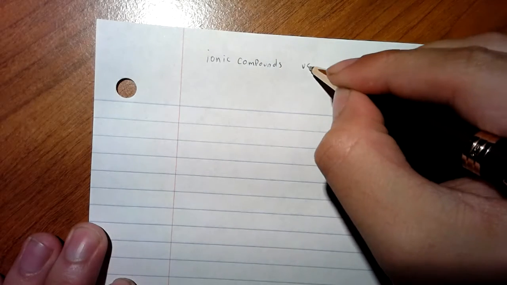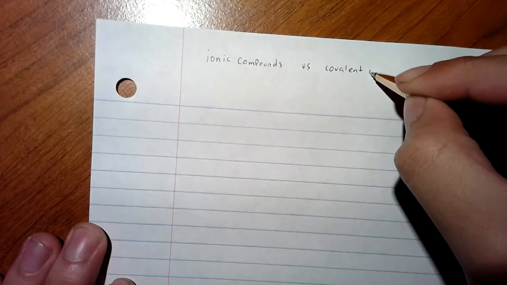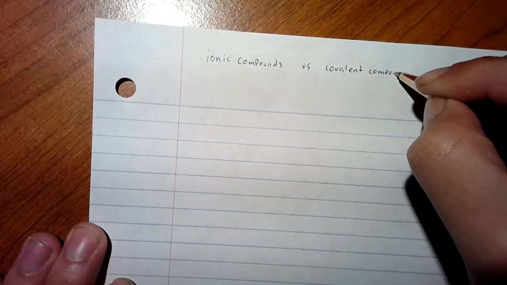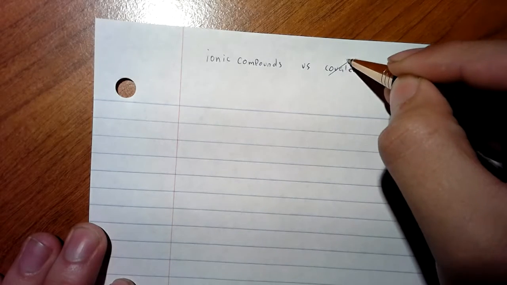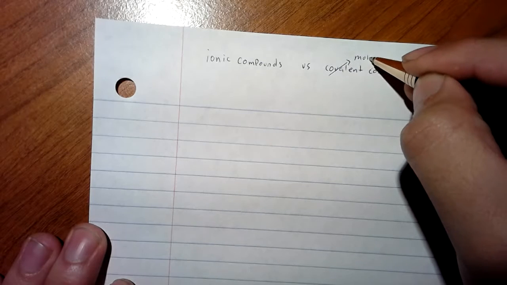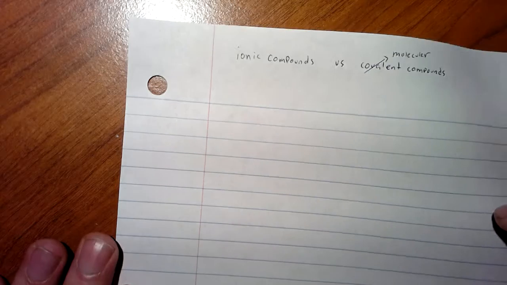compounds versus covalent compounds. Now, in your class, apparently you don't use the word covalent, you use molecular. Okay, so you have ionic compounds and molecular compounds.